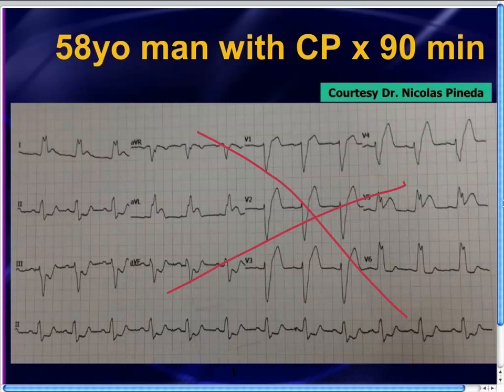Before we get into that, we first of all have to define a left bundle. So a left bundle branch block pattern, what are the criteria? First of all, you have to have a wide QRS. It's got to be at least 120 milliseconds. Lead V6 typically has this rabbit ear pattern, an RSR prime type of pattern, often present in V5 as well. And typically in lead V1, you've got a little R and a deep, wide S wave. Sometimes you just have a QS type of pattern in V1, and that usually persists out in V2 and V3.